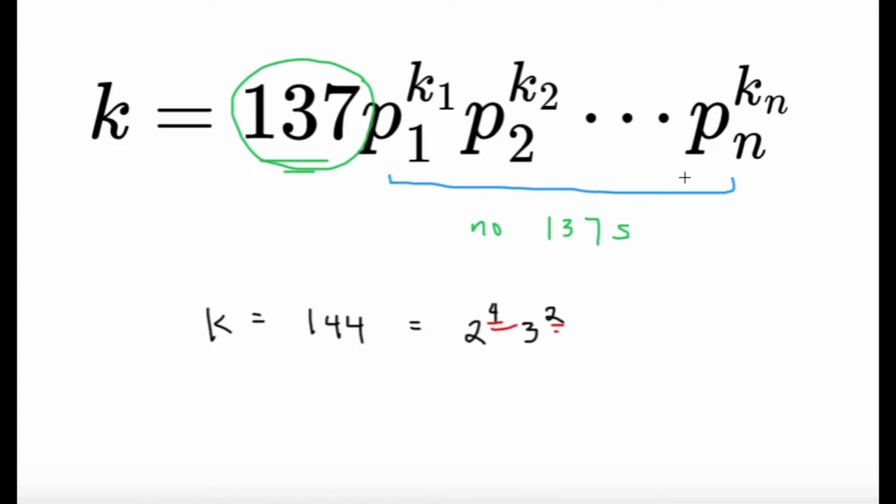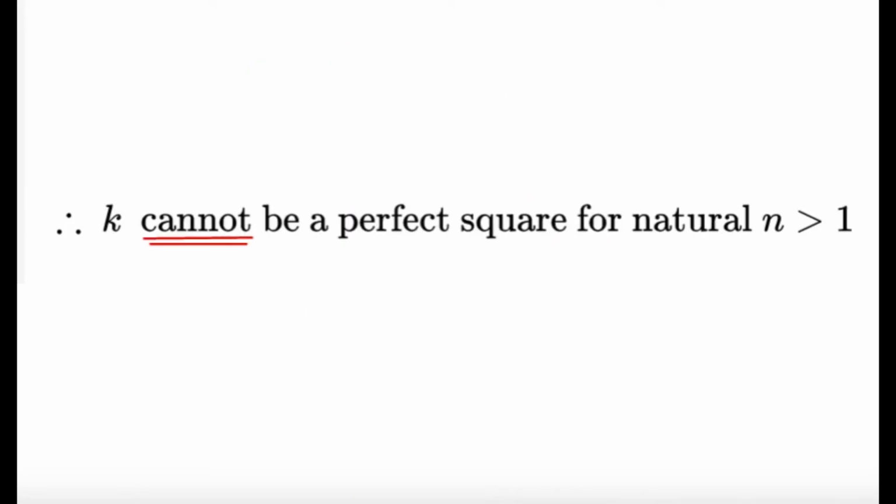But in this case, for k, we don't know what the other prime factors are, but we know for sure that 137 over here only has an exponent of 1. So this does not help with the fact that for a perfect square, we must have even exponents. So we can finally conclude that k cannot be a perfect square for natural numbers n greater than 1. And everything from the start to the finish will serve as the proof.